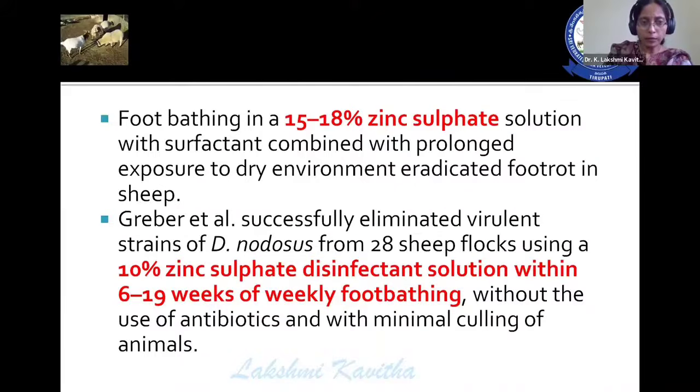The author Greber et al. mentioned that he has successfully eliminated the virulent strain of Dichelobacter nodosus from 20 sheep flocks using 10% zinc sulfate disinfectant solution within 6 to 19 weeks of weekly foot bathing, without the use of antibiotics and with minimal culling of animals. That means he is giving importance to foot bath in reducing the occurrence of foot rot.